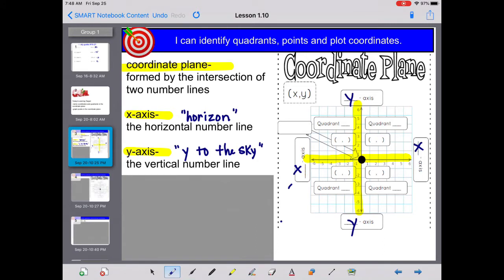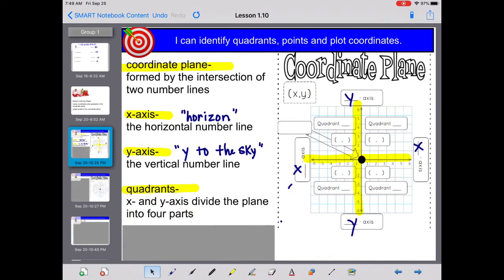Other people for the x-axis say, oh, like a pirate searches for buried treasure and looks for the X on the ground. And so X marks the spot. The horizontal axis runs parallel, like the ground does, it's flat. And so if you use that, that's great too.